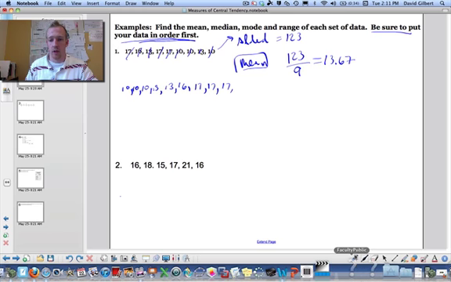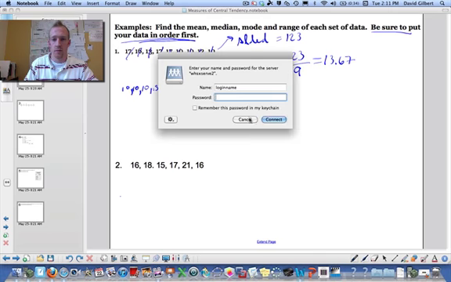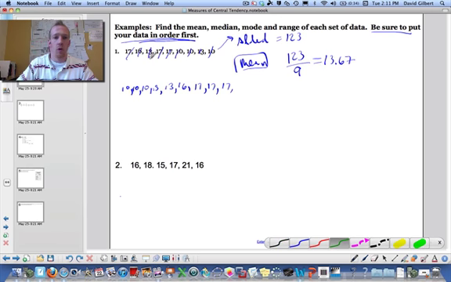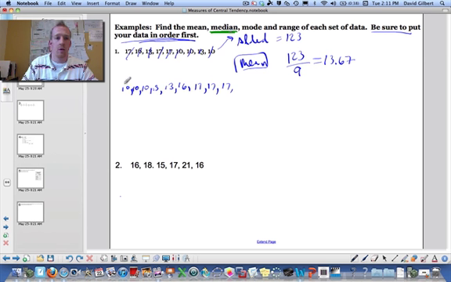Alright, so I want to get the median. The median is going to be the middle number, so count from the beginning and the end and go back and forth until you end up in the middle number. So 1, 2, 1, 2, 1, 2, 1, 2. So we're left with this. 13 is our median. That's our middle number.